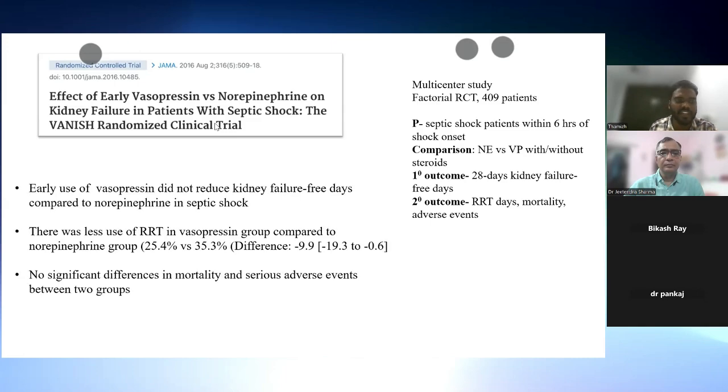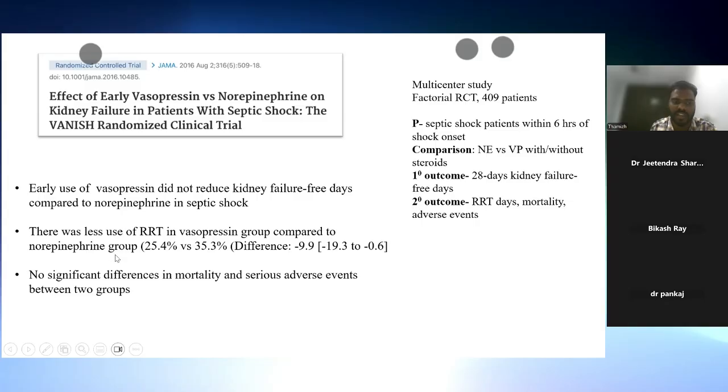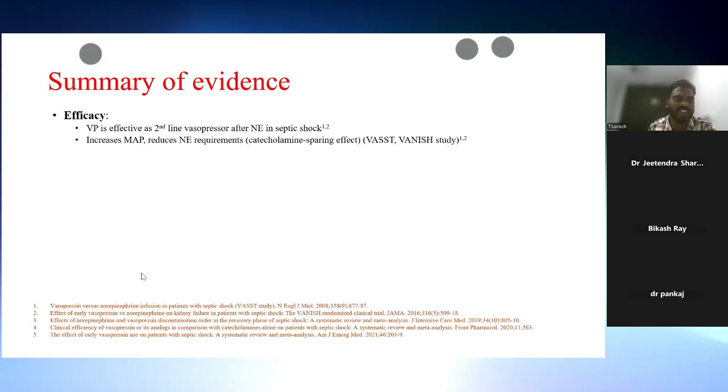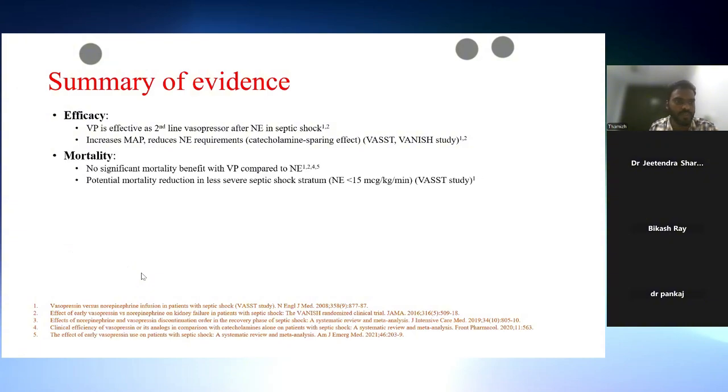The study result also showed no significant difference in the kidney failure free days in the vasopressin group compared to the norepinephrine group. But in the secondary outcome, there was less use of RRT in the vasopressin group compared to norepinephrine. Otherwise, there is no significant difference in mortality or in the adverse effects. So coming to the evidence, what we have regarding vasopressin in septic shock, efficacy-wise, it is effective as a second-line vasopressor after norepinephrine in septic shock. This is supported by the VAST trial and the VANISH study also.